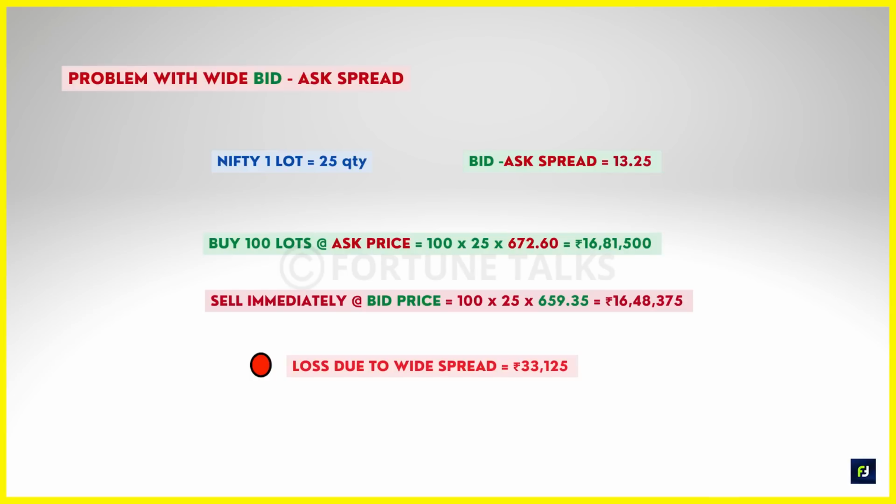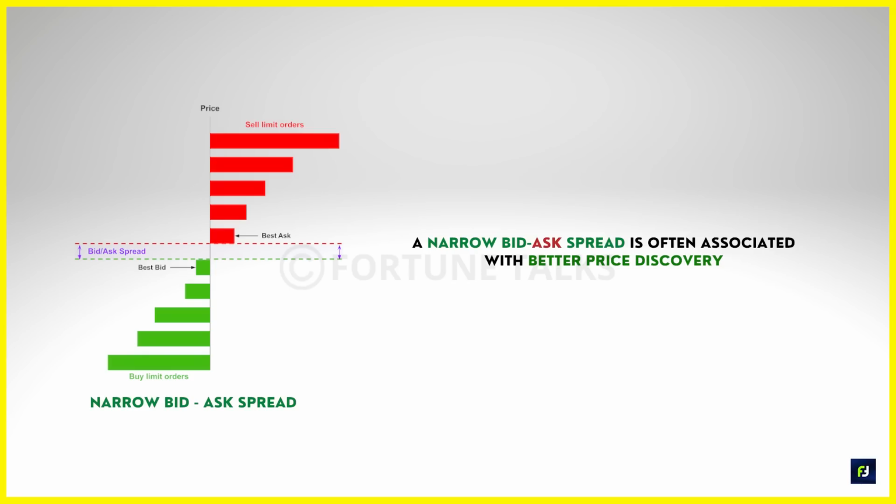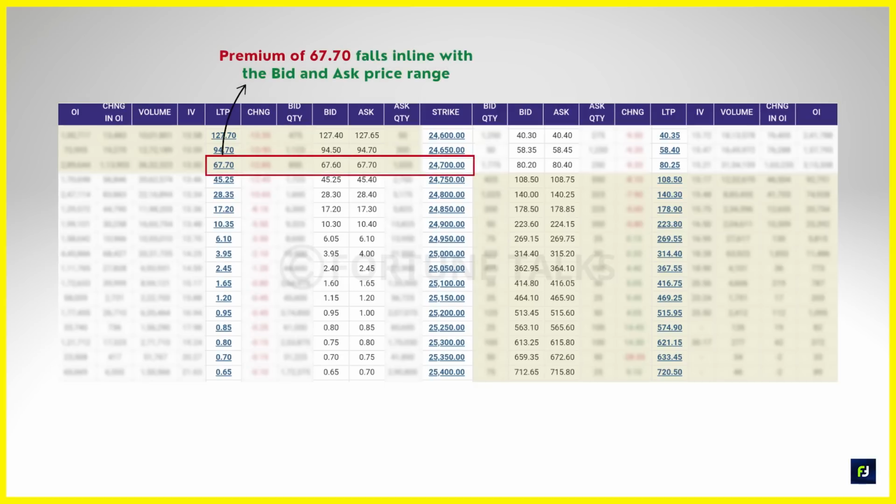Not only this, a narrow bid ask spread is often associated with better price discovery, which is simply the process by which the market determines the price of a security. A narrow or tight spread means that the bid and ask prices are closer, suggesting that the agreed upon price reflects true market values more accurately. The Nifty 24,700 call option had a market premium of 67.70 rupees, which falls in the range of its bid and ask prices.